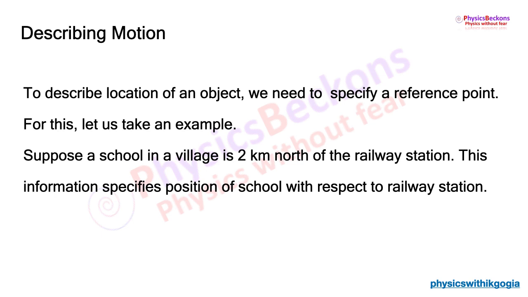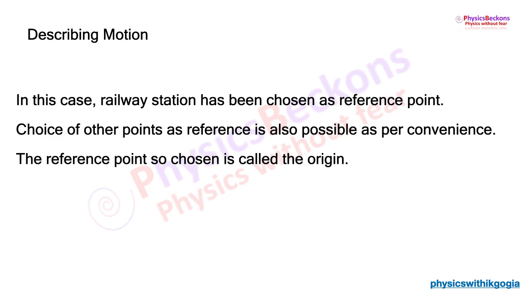Suppose a school in a village is 2 kilometers north of the railway station. This information specifies the position of the school with respect to the railway station. The railway station here has been chosen as the reference point, and the position of the school has been specified with respect to the station.